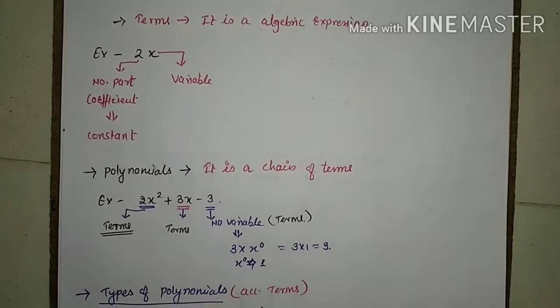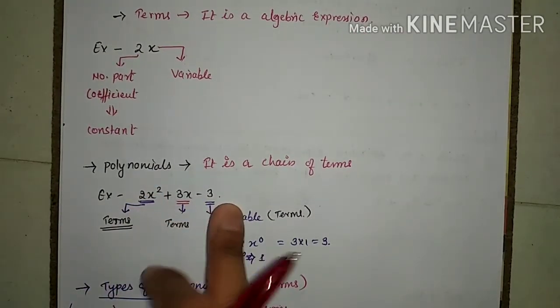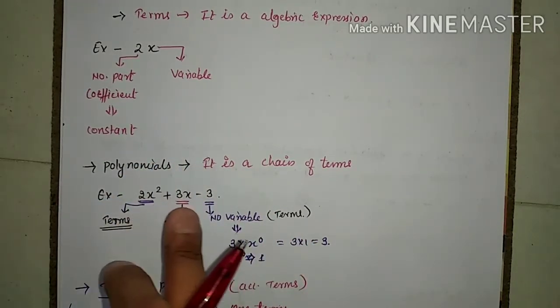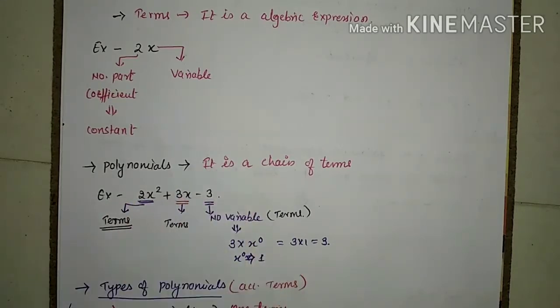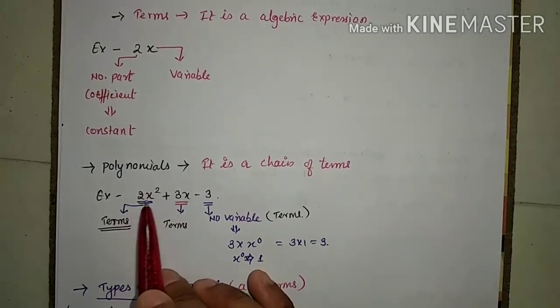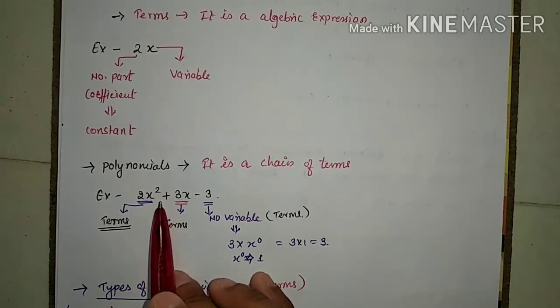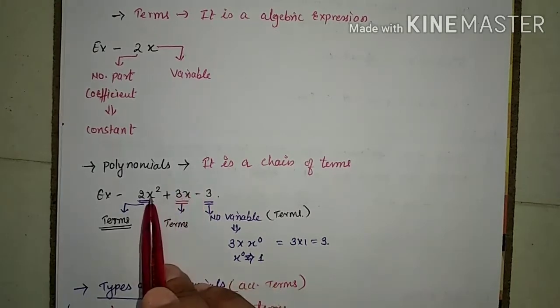Okay, now see here, 2x square plus 3x minus 3. This is called a polynomial. It is a chain of terms. 1, 2, 3. How many terms do you have? 3 terms. Correct. And you have to check the terms by the sign. This term is added with this term. So this addition and subtraction shows that a new term has been added.